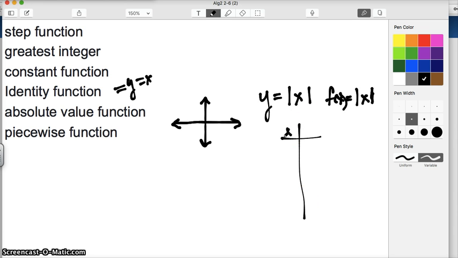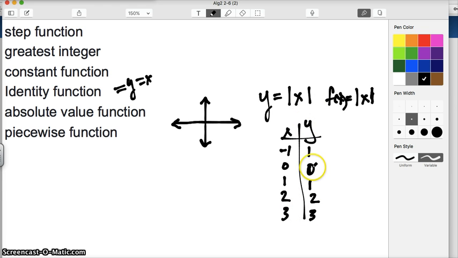Let's say we were to do a table and come up with the y values associated with it. I can do negative 1, 0, 1, 2, and 3, and what's going to happen is the absolute value of negative 1 is 1, the absolute value of 0 is 0, the absolute value of 1 is 1, absolute value of 2 is 2, absolute value of 3 is 3.